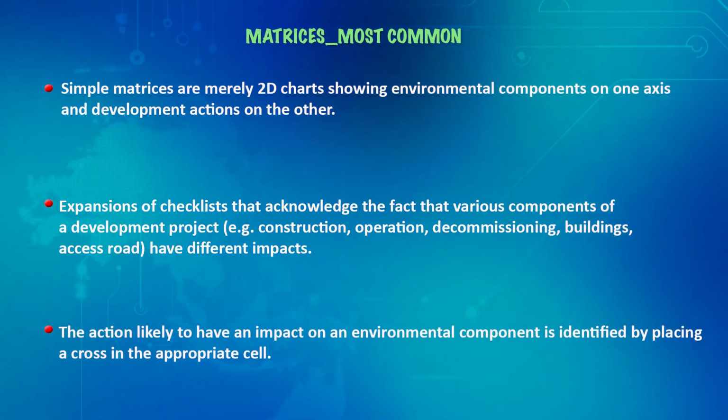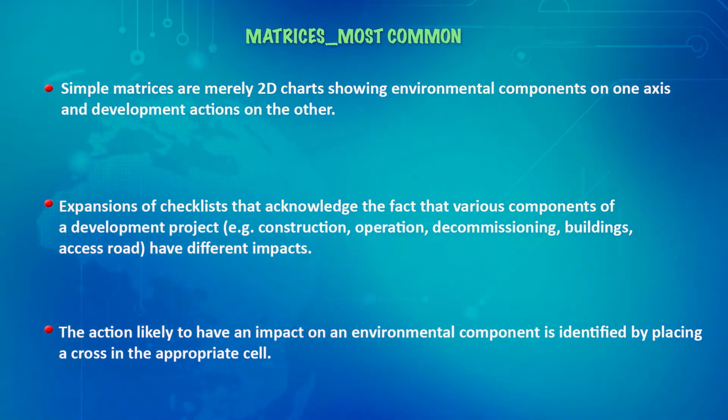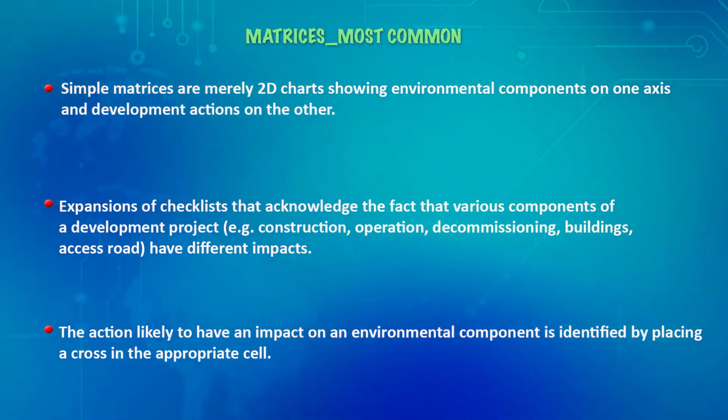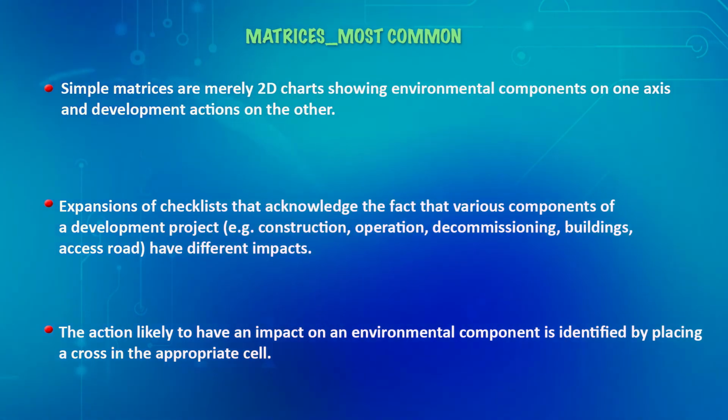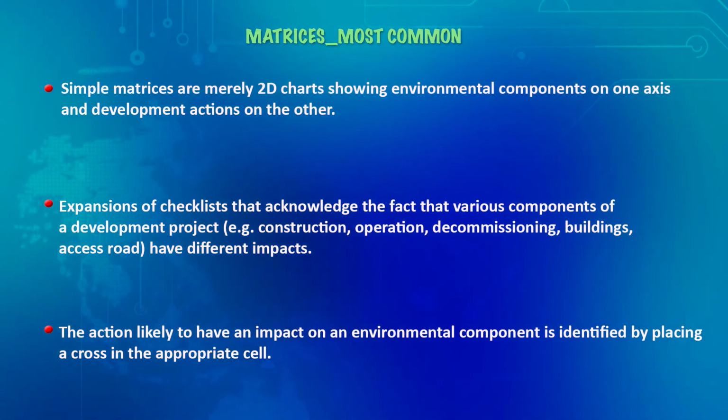So the action that can happen for each and every component being placed will be identified, and in that particular cell, if it is a matrix, definitely it will have a cell, and each and every cell talks about what it reflects about the interaction between the environmental component and the impact. It reflects the kind of interaction between the impact sources and the impact. If it has a probable effect, definitely you will be placing a cross mark.